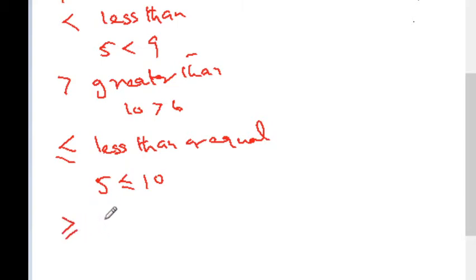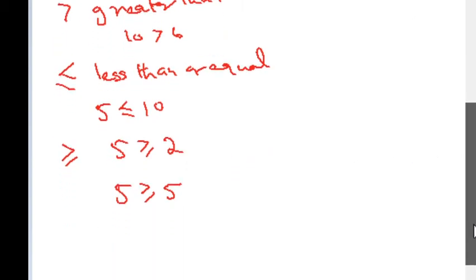The other one is this one: 5 is greater than or equal to 2. Again two things are here, greater than or equal, both. Either this will be greater or it will be equal. So 5 is greater than 2. We can also say 5 is greater than or equal to 5. It's fine, they are both equal, so we can use this symbol here.